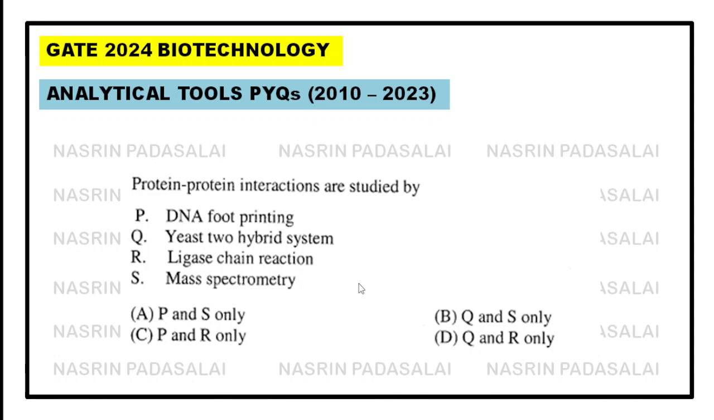Okay. Next question. Protein-protein interactions are studied by. So you can expect this question in GATE 2024 biotechnology. So protein-protein interactions are studied by the yeast two-hybrid system, and at the same time they can also be studied by Western blotting, which comes under mass spectrometric technique. The next step after Western blotting is your mass spec. So both your yeast two-hybrid system and mass spec are employed for studying protein-protein interaction, whereas DNA footprinting is used for studying the interaction between protein and DNA. And another technique is called chromatin immunoprecipitation, which is also employed for studying this interaction. So Q and S is the correct answer. So option B is correct.